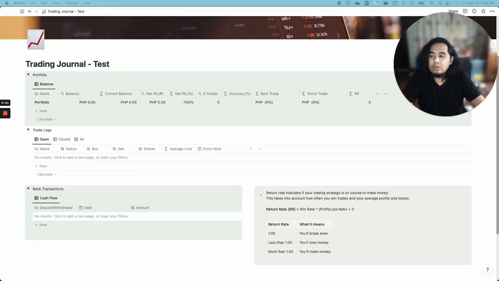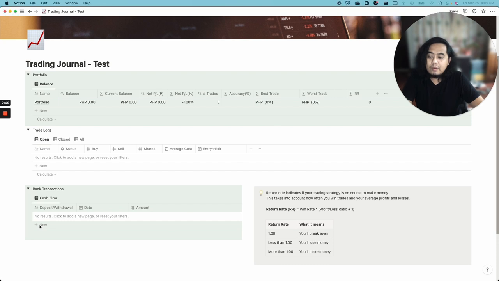Today I'm Lau, and I'm sharing this Notion template for a trading journal in PSE. Here we have three sections: bank transactions, trade logs, and portfolio. Let's start with bank transactions first.